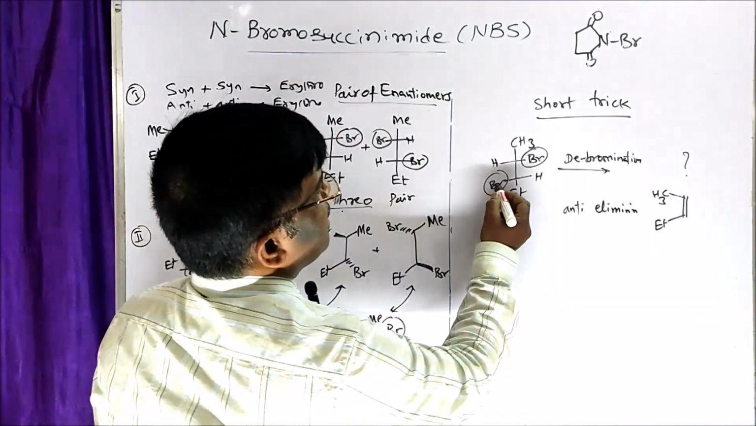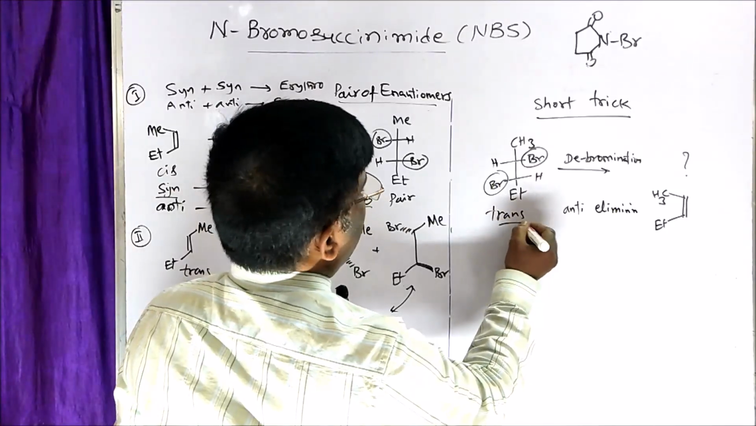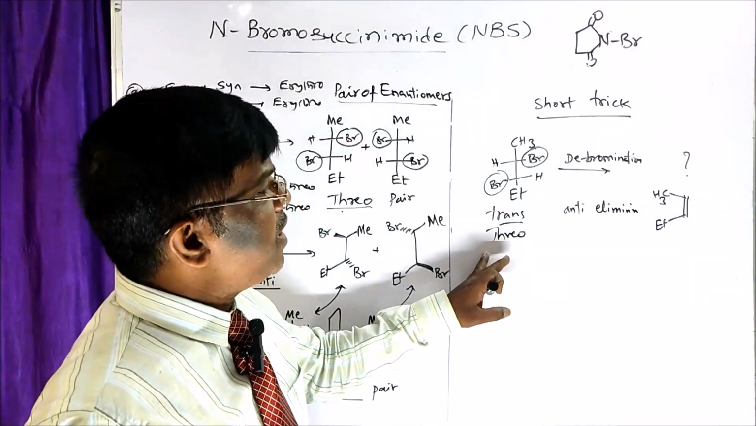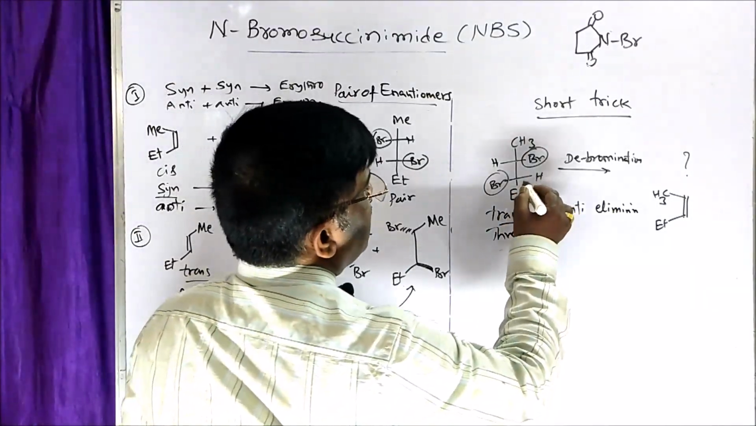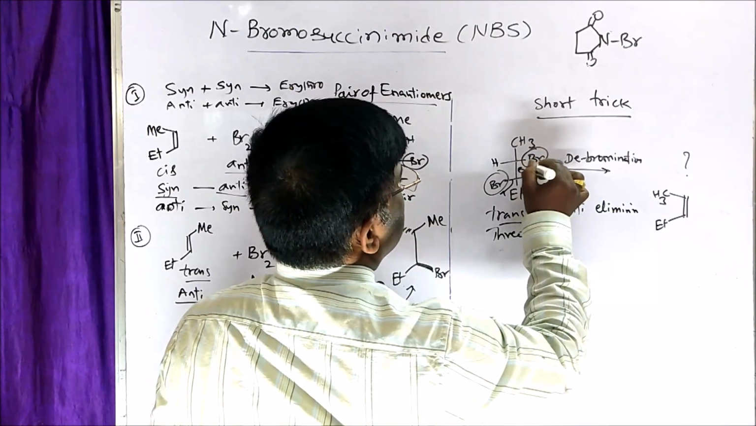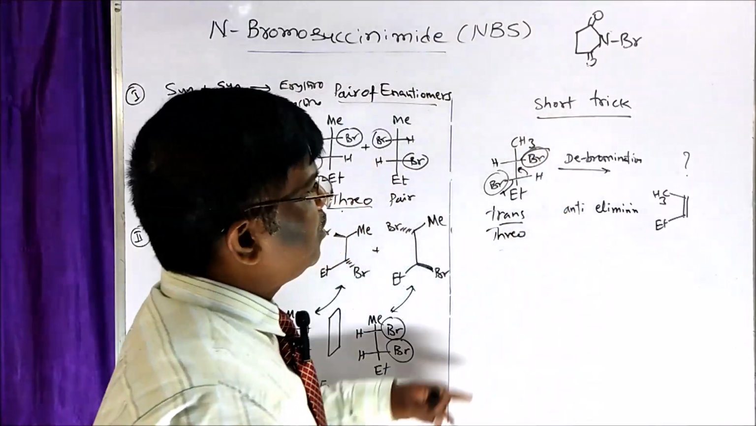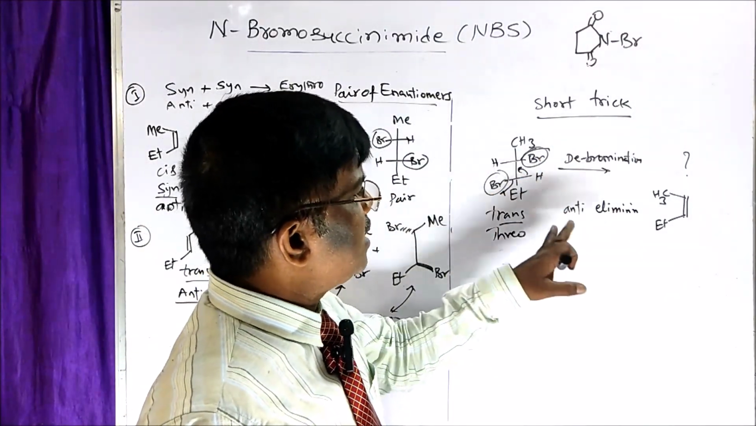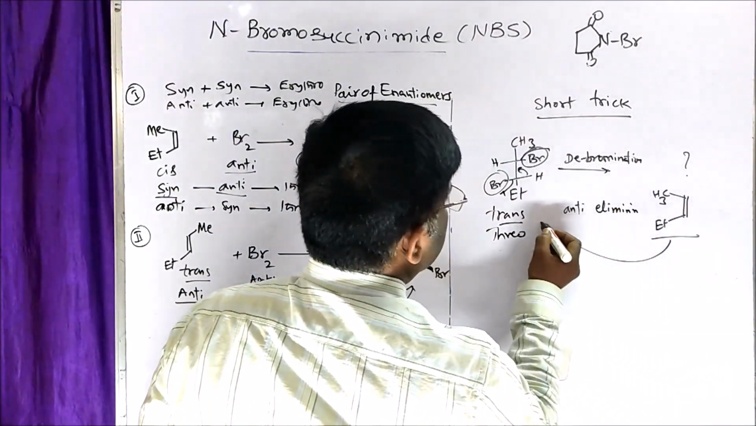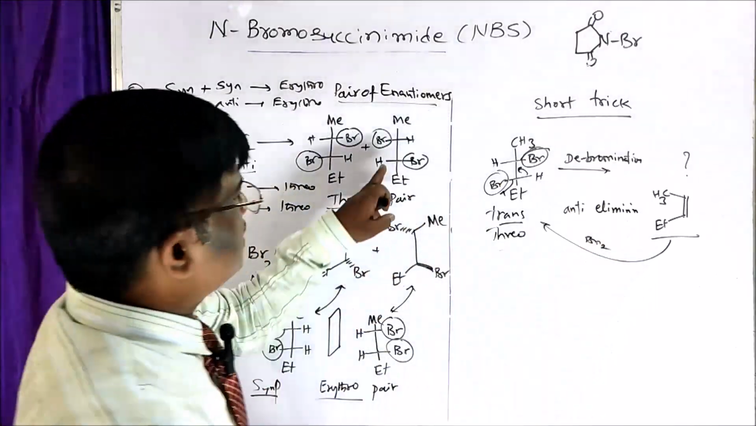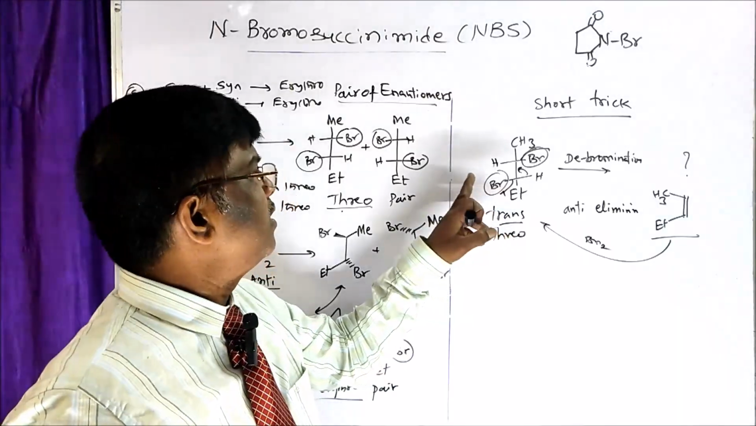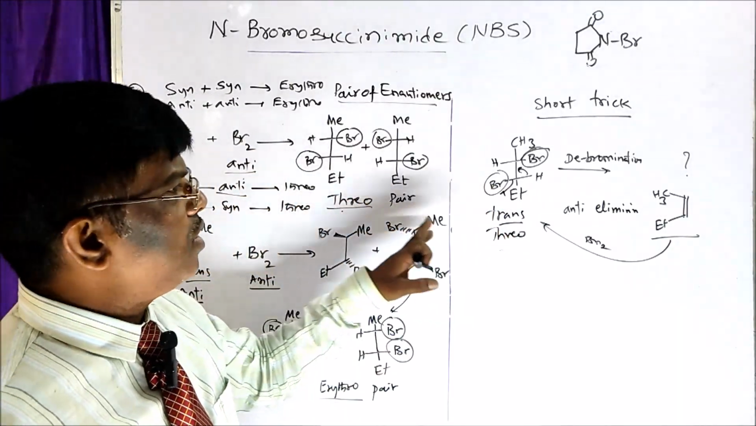For example, if you take this trans compound or threo compound, do the debromination. So elimination, how is it going to take place? Trans elimination. So this bromine goes up, right? So trans elimination takes place, and the two bromines are going to undergo trans elimination to give the cis product, right? So cis product, back reaction bromination, we are going to get this, right? So the syn product, you are going to get this anti addition product, that is threo. So this is a short trick.